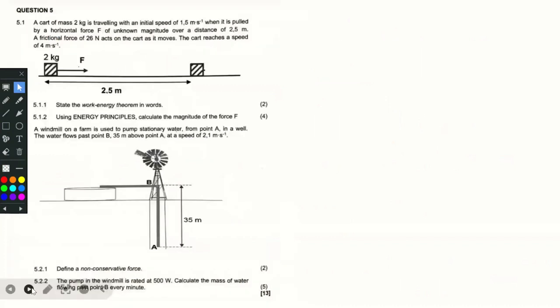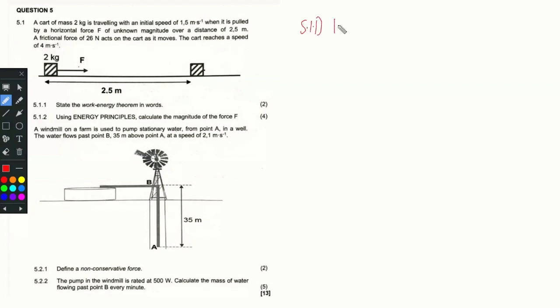Okay, so we have this one here. It says a car of mass 2 kg is traveling with an initial speed of 1.5 meters per second when it is pulled by a horizontal force F of unknown magnitude over a distance of 2.5 meters, and then a frictional force of 26 Newton acts on the car as it moves. The car reaches a speed of 4 meters per second. And then 5.1.1 says, state the work energy theorem, right? State the work energy theorem.